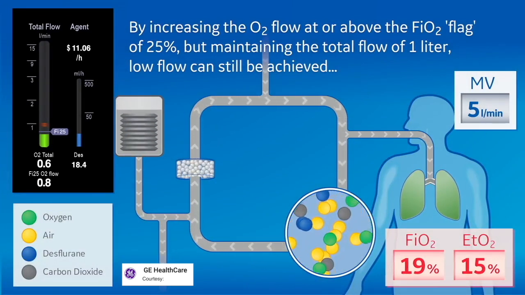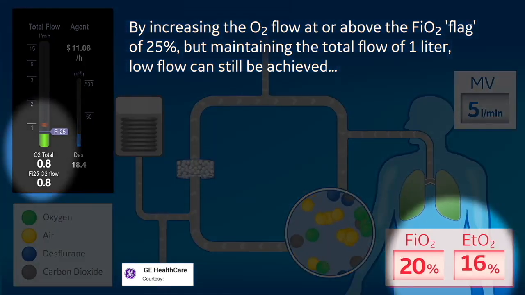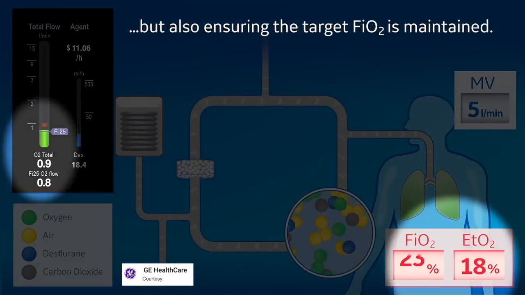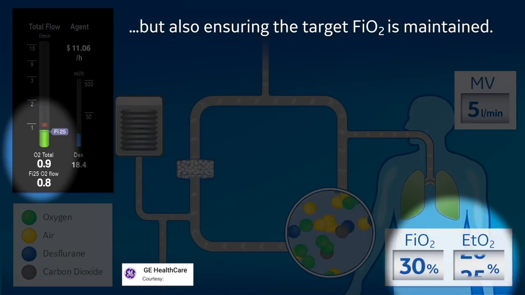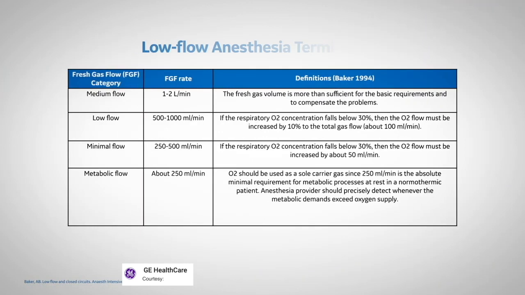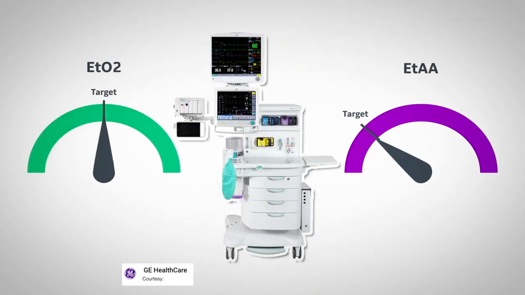By increasing the O2 flow at or above the FiO2 flag of 25% but maintaining the total flow of 1 liter, low flow can still be maintained, but also ensuring that the target FiO2 is maintained. This is the EcoFlow software from GE. When we discuss low flow anesthesia, these are the various terminologies. Eventually what we need is to set an end tidal oxygen target and end tidal anesthetic or volatile anesthetic concentration.